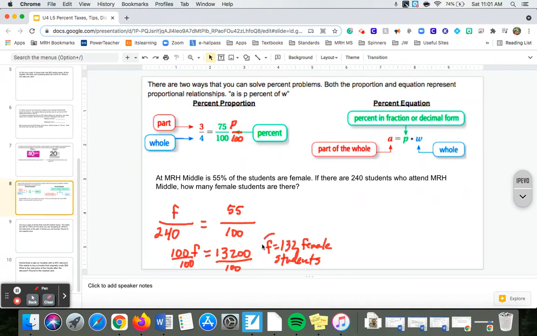So that is how we would use the percent proportion. Again, part over the whole is equal to the percent over 100. So the 55 out of 100 represents 55%.